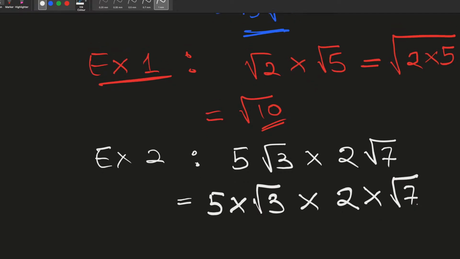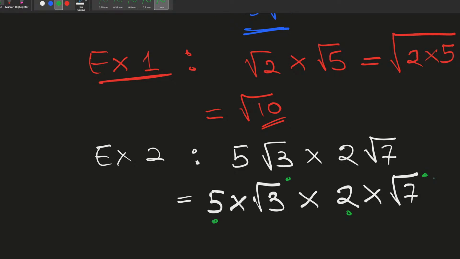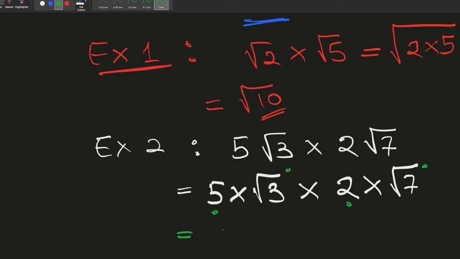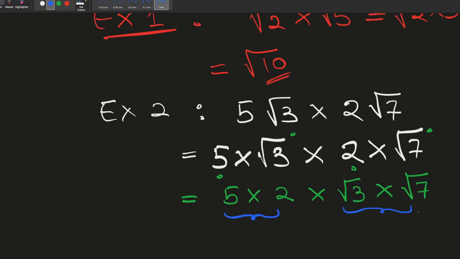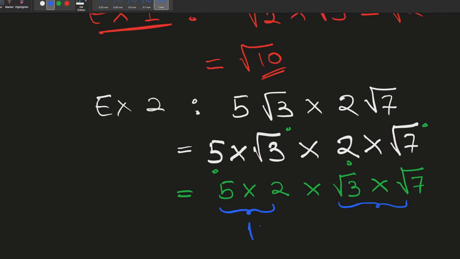So when we group the like terms, we see that the 5 here and 2 are like terms, and root 3 and root 7 belong to a different group. So we group them together. This one will be 5 times 2 and root 3 times root 7. We know 5 times 2 will give us 10.